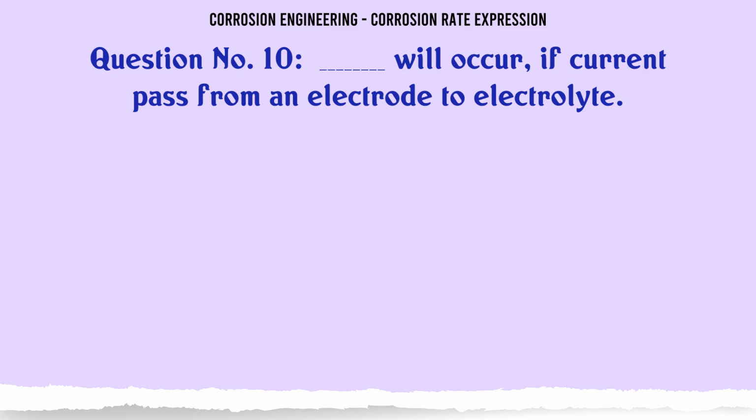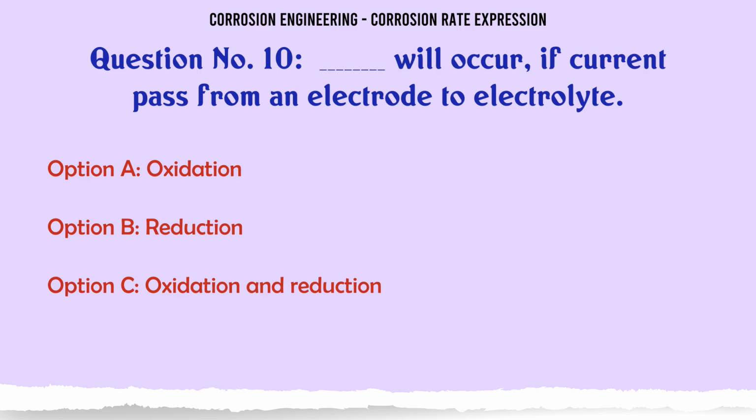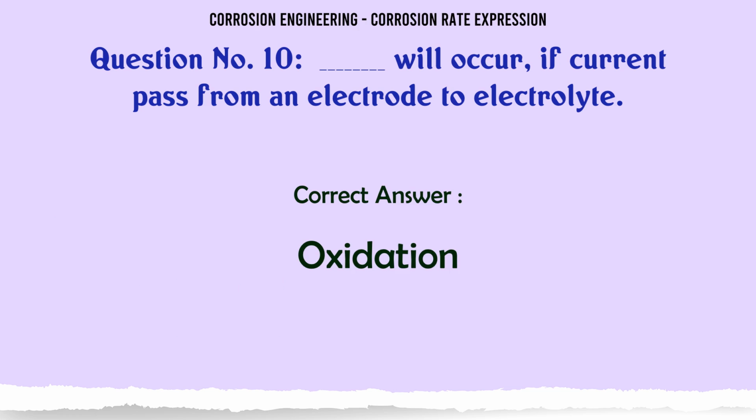What will occur if current passes from an electrode to electrolyte? A. Oxidation, B. Reduction, C. Oxidation and reduction, D. Anion formation. The correct answer is oxidation.